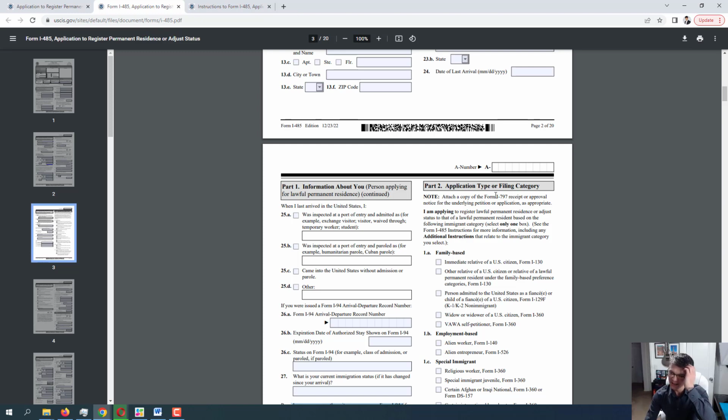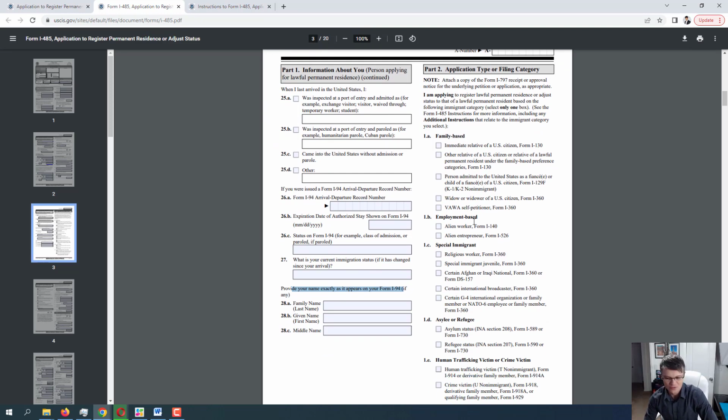Application type or filing category. Now we're getting into the important part. Well, all of it is important, but this one's probably the most important, because here you're selecting your eligibility category, and it's very, very important. And I know there will be a lot of questions on this video. That's fine. Go ahead, ask the questions.